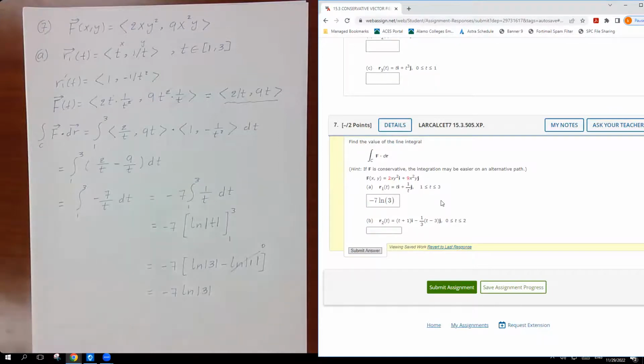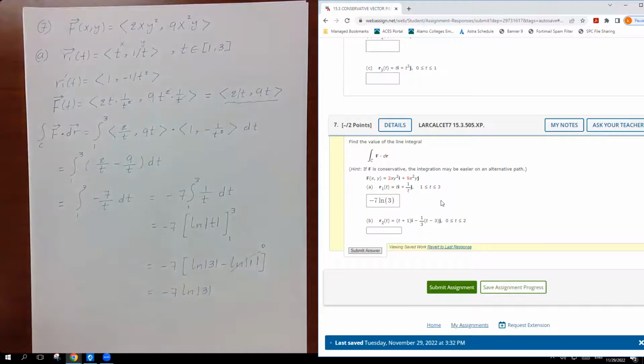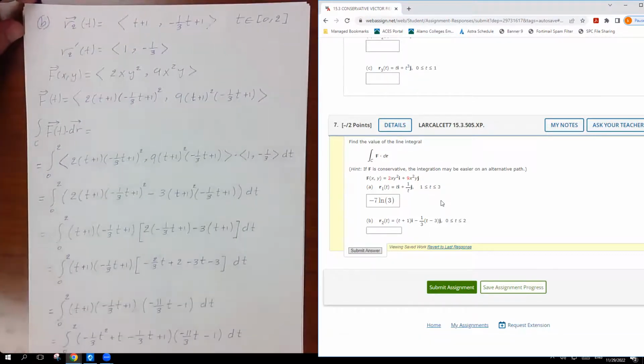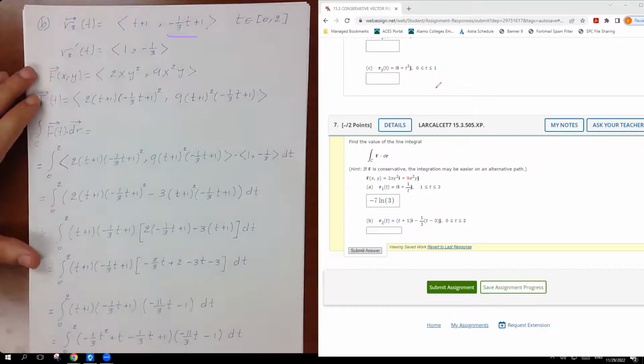So for the second one, for B, we're going to do the same thing, but we have R2. So R2 is equal to T plus 1 and negative 1/3 T minus 3. What I did here before I write it down, I'm going to distribute negative 1/3 here. So it's going to be negative 1/3 T plus 1. So here is the T. I have it here, and T between 0 and 2.